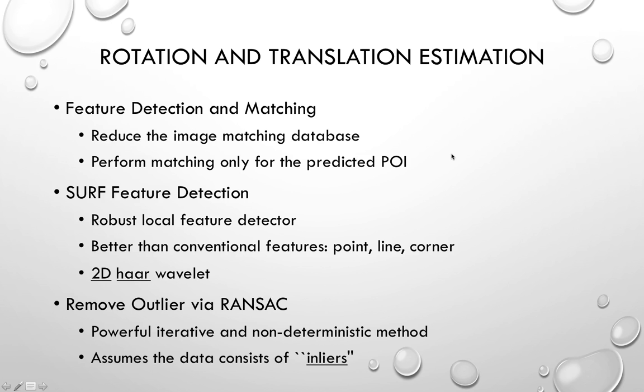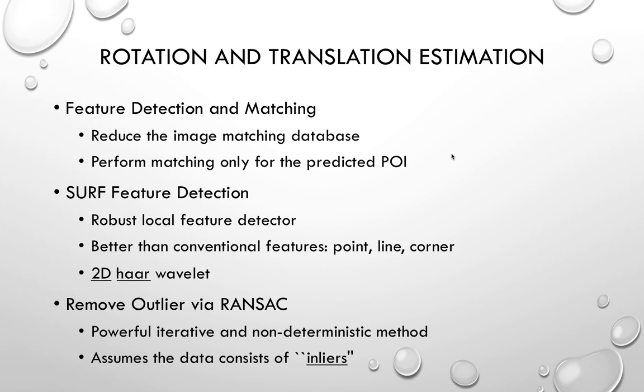After obtaining this rotation and translation matrix, we can perform image matching. First, we perform feature detection and matching. Unlike normal augmented reality approaches that purely use image matching, we can actually reduce the image matching database. So we predict the POI in your camera view, and we only perform image matching for your predicted POI.